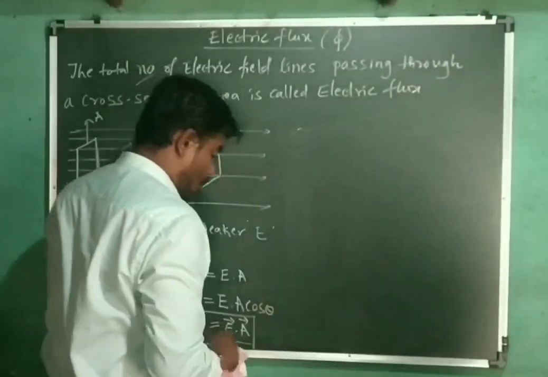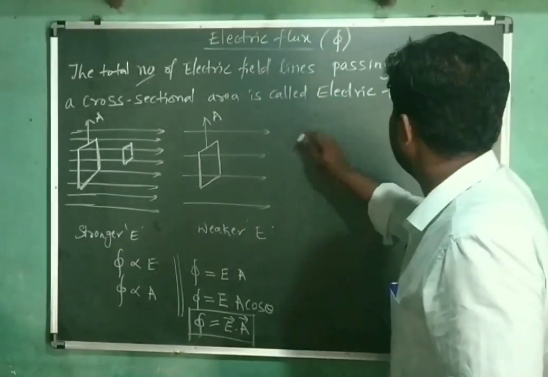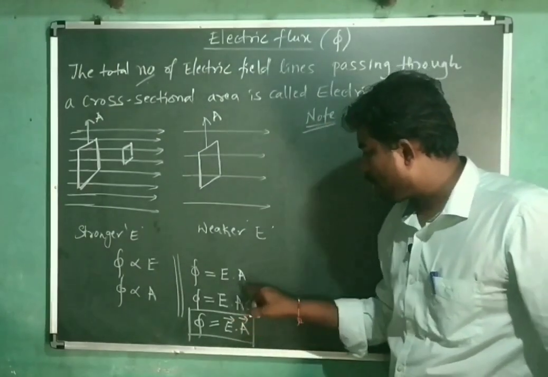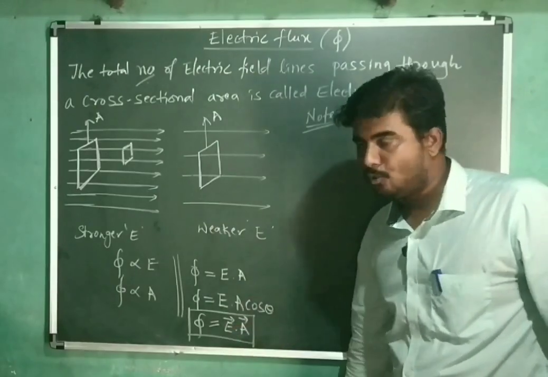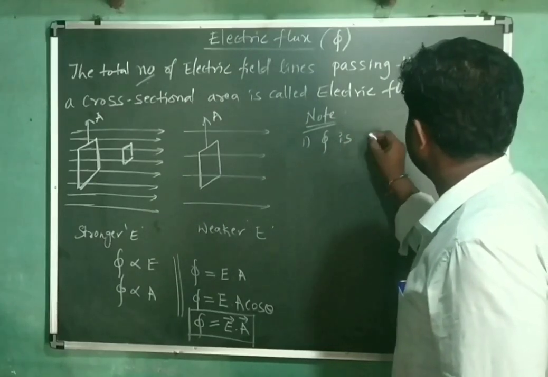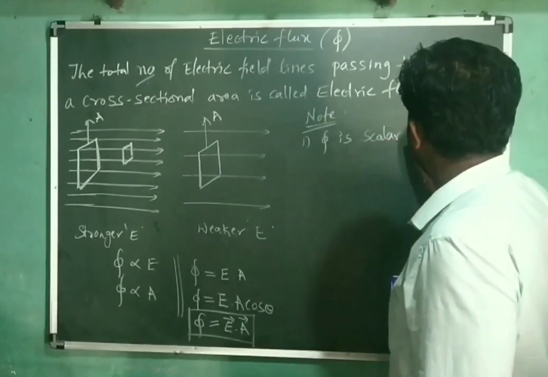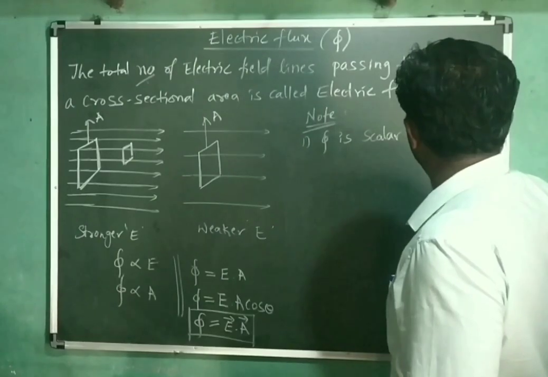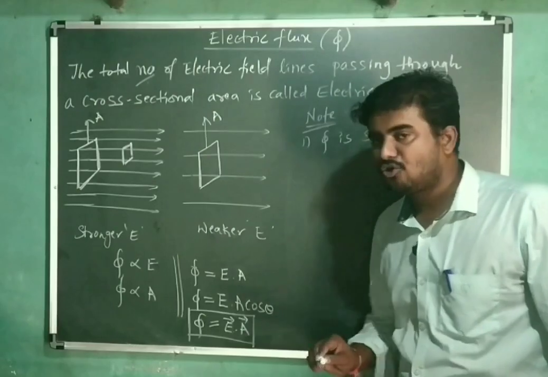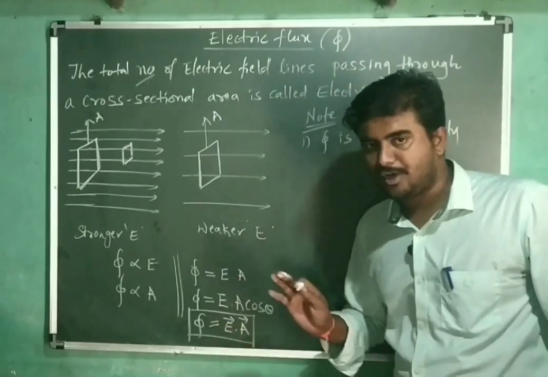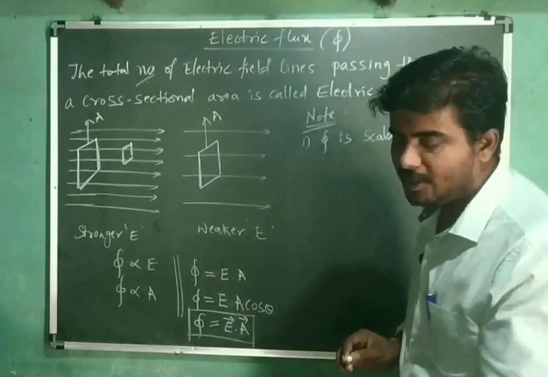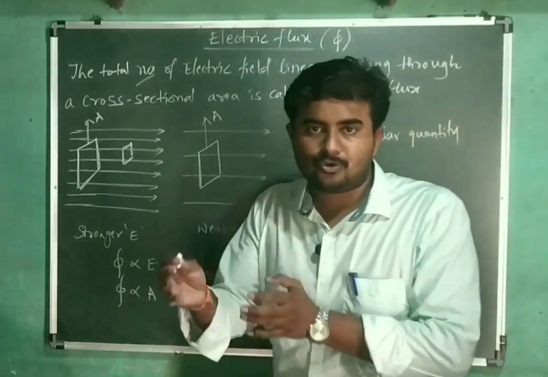And some important points here. Note, the dot product of two vectors always results in a scalar quantity, therefore flux is a scalar quantity. The cross product of two vectors always results in a vector quantity. For example, torque is equal to force cross displacement. Force is a vector quantity, displacement is a vector quantity. Force cross displacement gives you what?